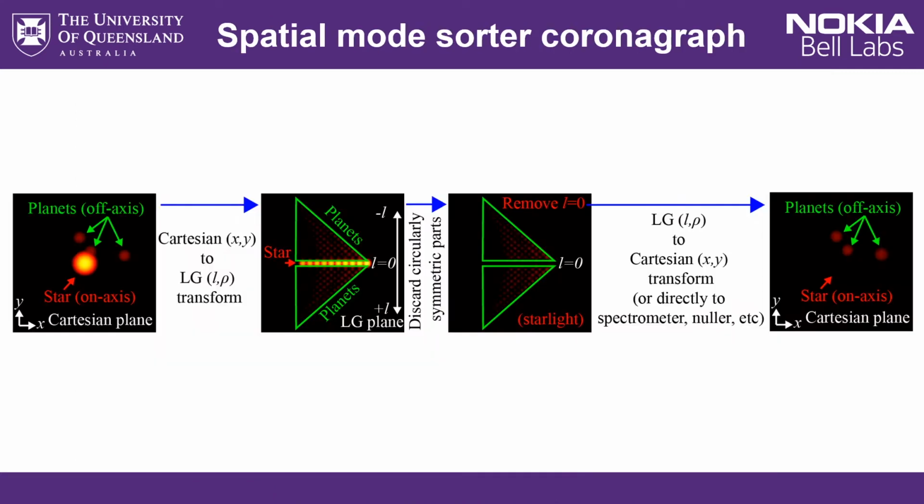Okay, so the idea here is to use the LG mode sorter as a type of coronagraph, where we transform into the Laguerre-Gaussian domain, filter out the circularly symmetric components corresponding with the on-axis star, then transform back to the focal plane, or just stay in the Laguerre-Gaussian domain and analyze or interfere the spots there. The principles are kind of similar to a vortex coronagraph.